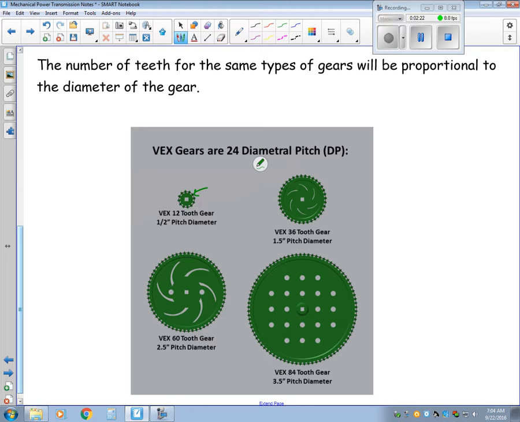The smallest VEX gear is a 12 tooth. I've got a 12 tooth, 36 tooth, 60 tooth, and 84 tooth. And the smallest has a pitch diameter of 1/2 inch. So if I were to take 24 times 1/2 of an inch, that equals 12. So that's what that 24 diameter pitch means. If I were to take the diameter of the gear and multiply by 24, that gives me how many teeth the gear has. The 36 tooth has a pitch diameter of 1.5 inch.